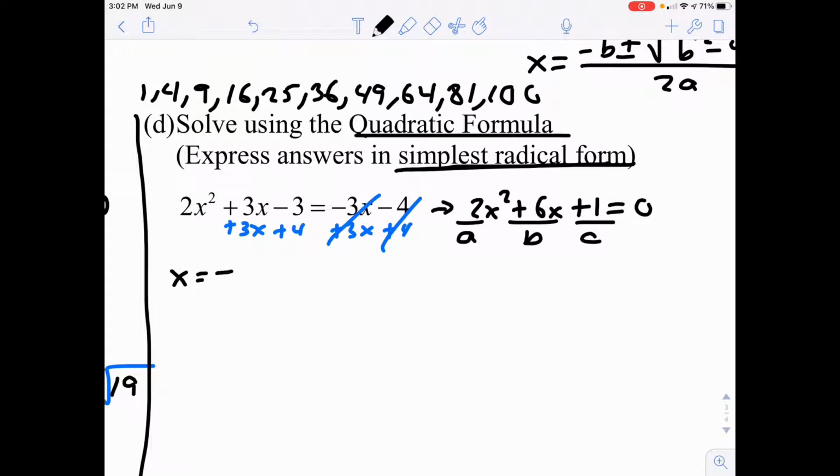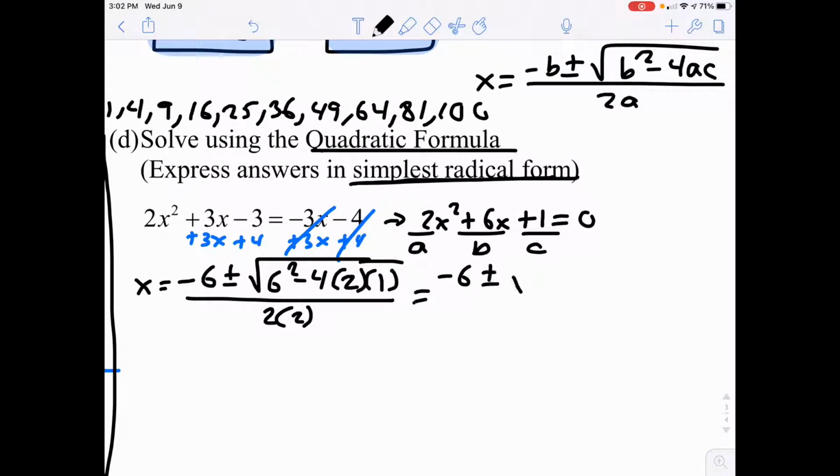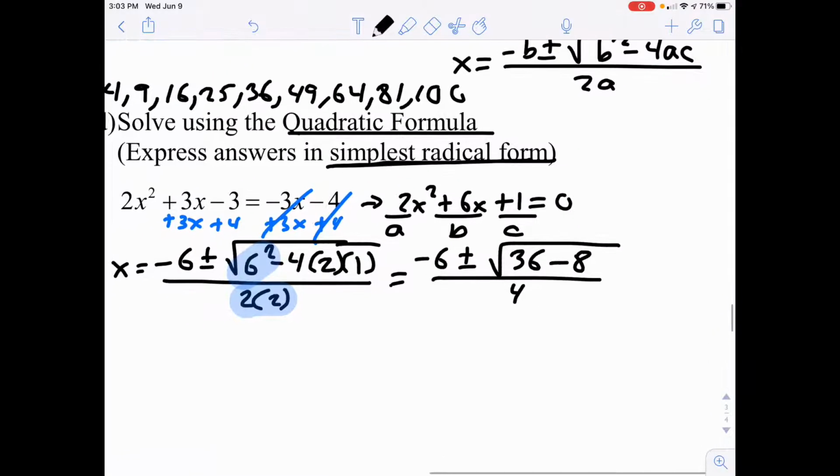Quadratic formula begins. X equals negative b, so negative 6, plus or minus the square root of 6 squared, minus 4ac. So that would be 4 times a is 2, c is 1, all over 2 times a, which would be 2 times 2. Negative 6 plus or minus the square root of, well, 6 squared would be 36, minus 4 times 2 is 8, all over 2 times 2 is 4, which is negative 6 plus or minus the square root of 28 over 4.